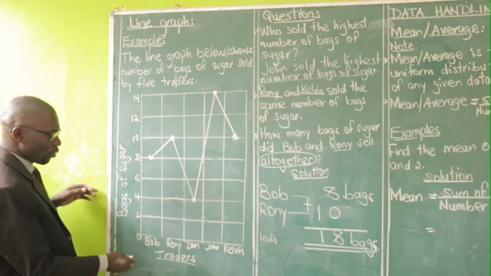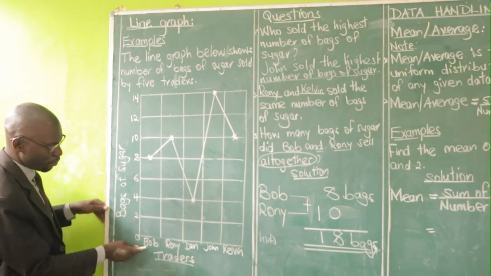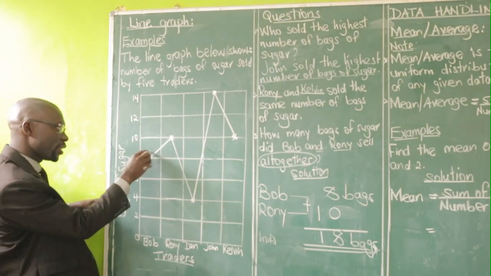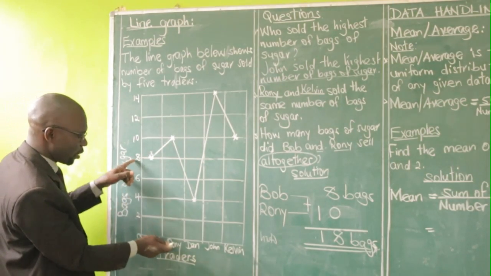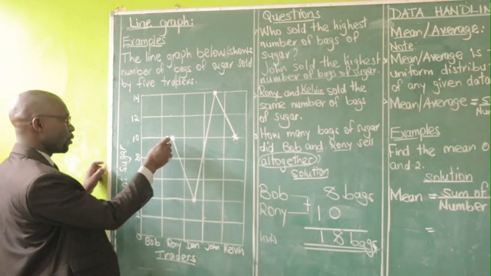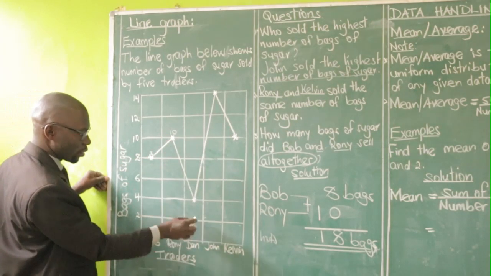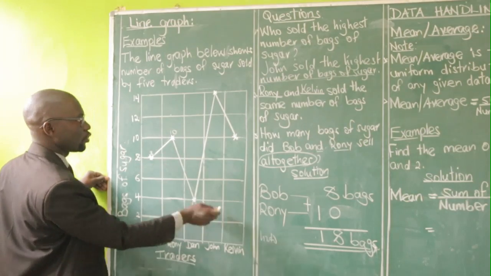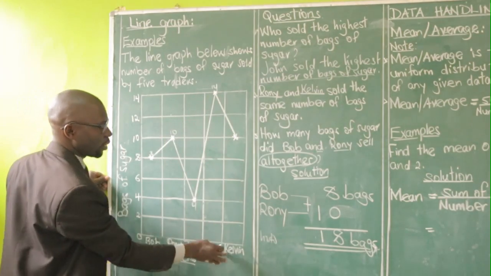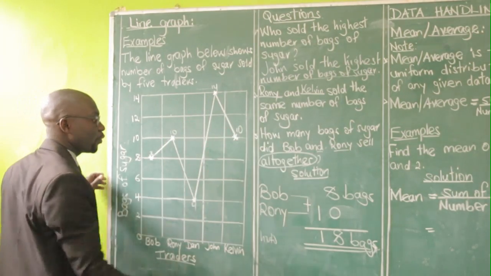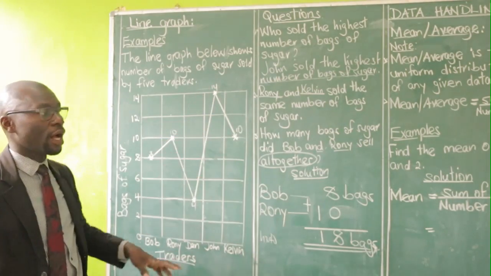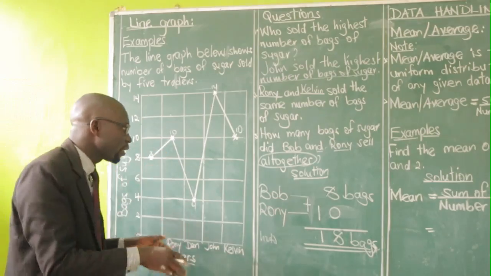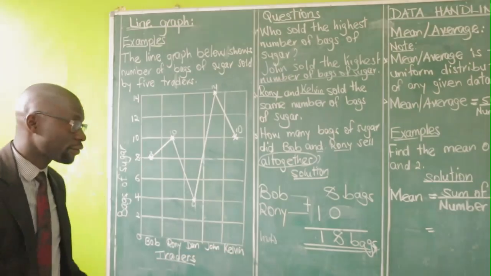So even when you have such a graph, you can come here and say, Bob, where is Bob? Right there, 8. Because Bob has sold 8. So we got Ronnie. Ronnie here has 10. Dan 4. John 14. And then Kelvin 10. So that when you have been asked about anyone, you have the number just right there, other than again looking for the answer when you can't find it.